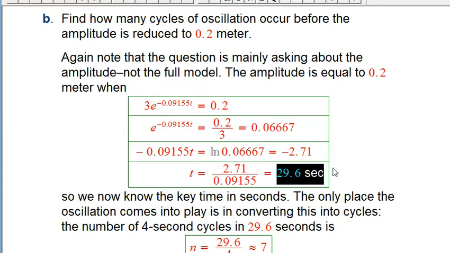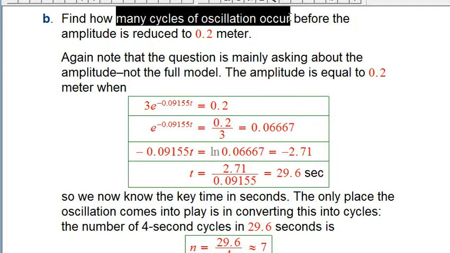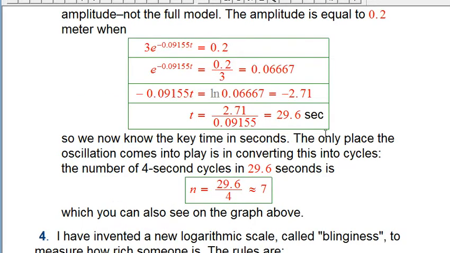Okay, so now we know how long it takes to figure out how many cycles of oscillation occur. All you've got to do is divide by the period. Okay, so the number of 4-second cycles that happen in 29.6 seconds is about 7. It's really about 7.5, let's say. I think it's like 7.5, maybe 7.4, 7.6, something like that.